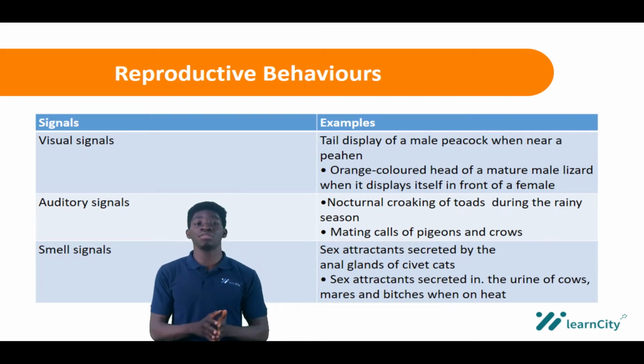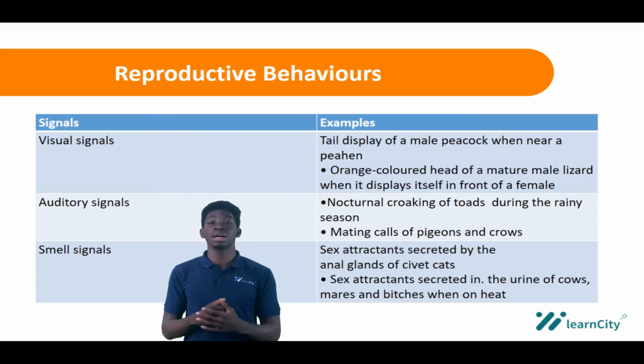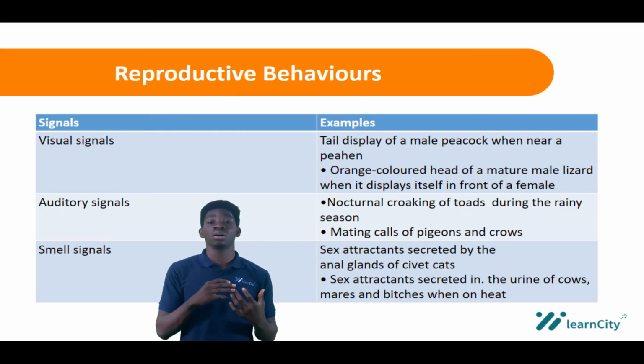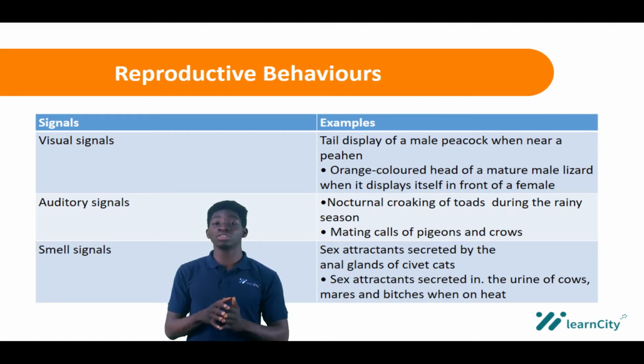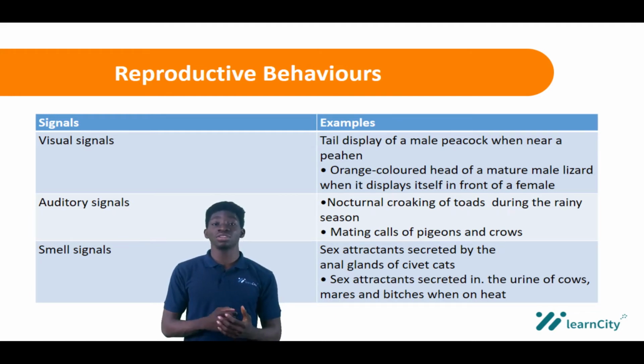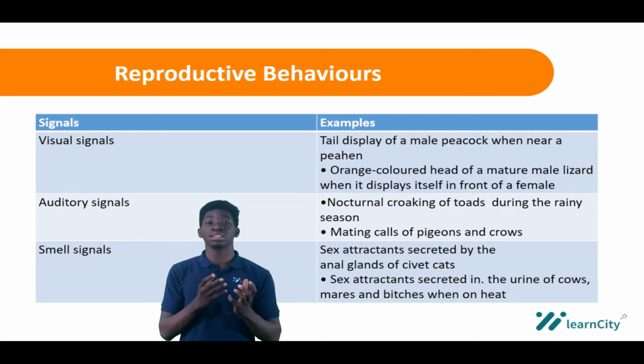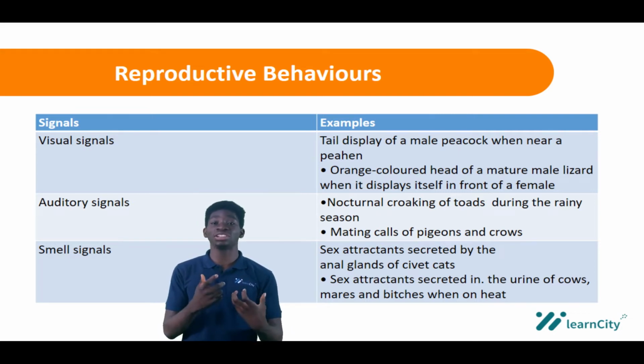So we also have the smell signals. An example of smell signals is sex attractants secreted by the anal glands of civet cats. The anal glands of civet cats can secrete substances that attract the partner for mating.